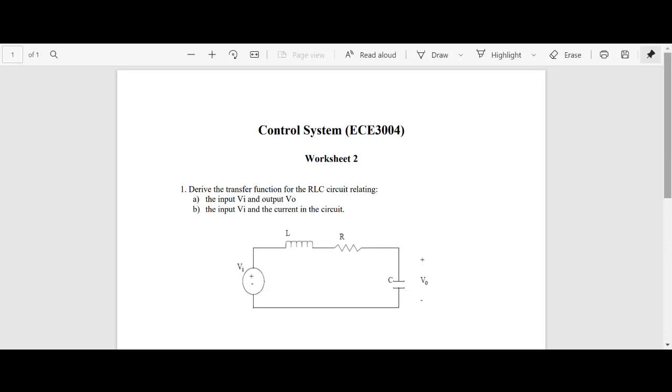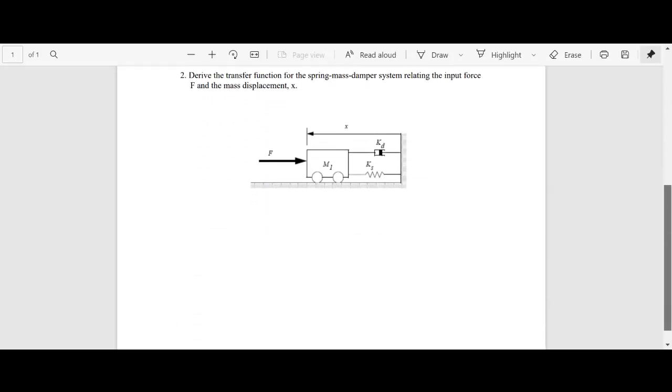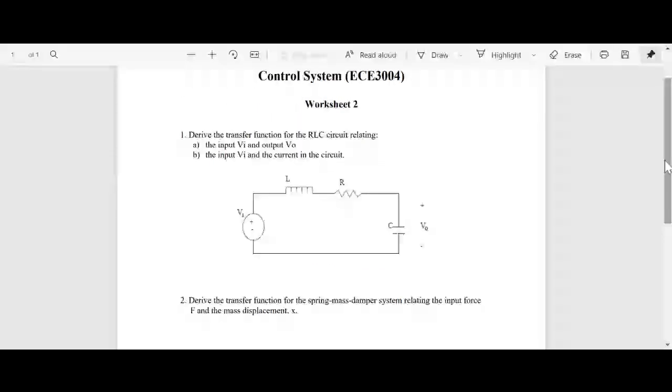So let me use the time. We have about half an hour. Two questions. There are about 3 questions. So this question here says, derive the transfer function for the RLC circuit, A, relating the input VI and output VO.